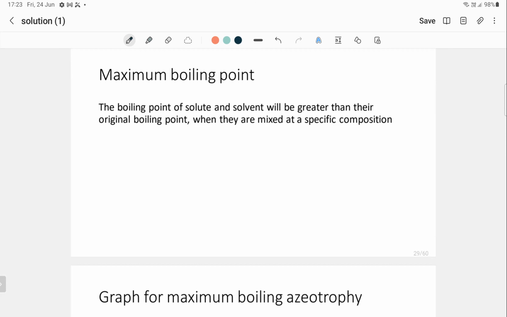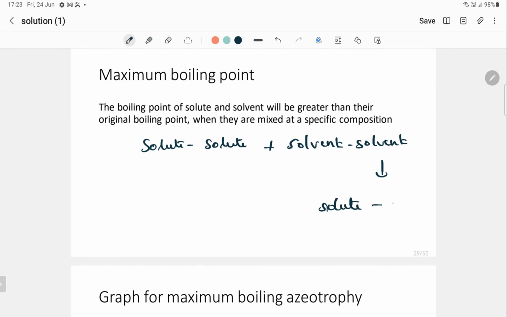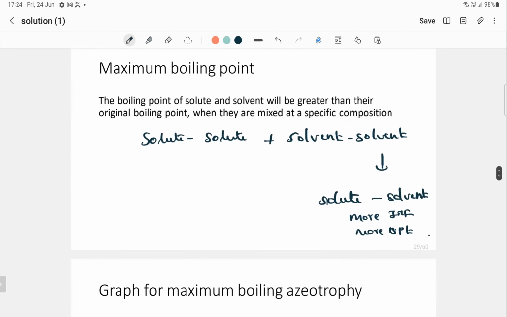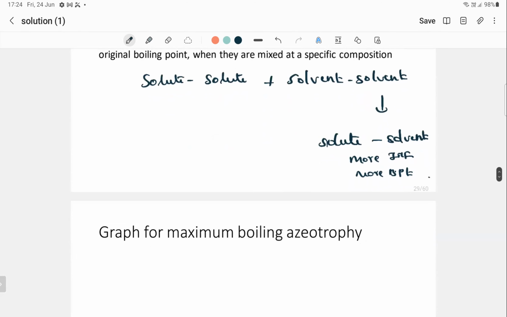Clear with this one? See, in your book there is so much written. Understand the concept and read the theory, you can understand the thing. So here the vapors produced are very, very less and less vapor pressure will be existing. Clear? So now we can go for the graphical representation.